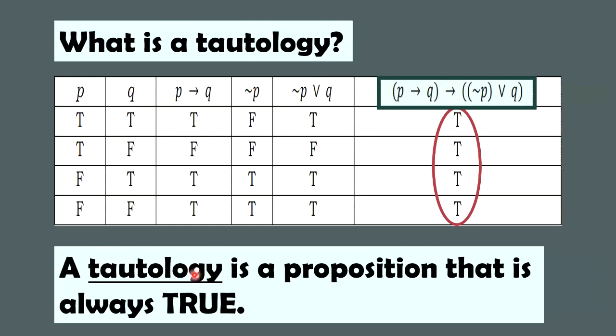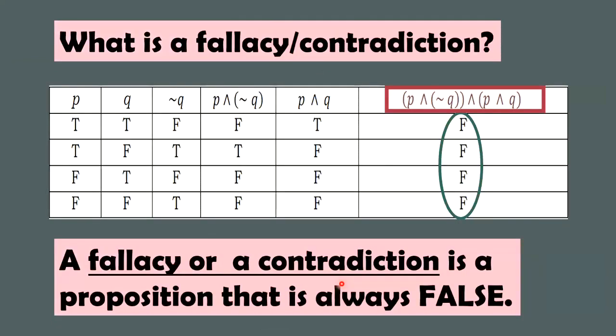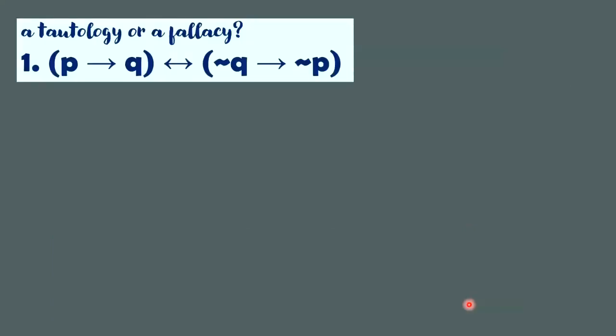Okay? Because a tautology is a proposition or statement that is always true. Kapag fallacy, lahat naman F ang nasa dulo, because a fallacy or a contradiction is a statement that is always false. Alright? Okay, so gawa na tayo ng truth table. Bibilisan ko na kasi dapat marunong na kayong gumawa ng truth table.